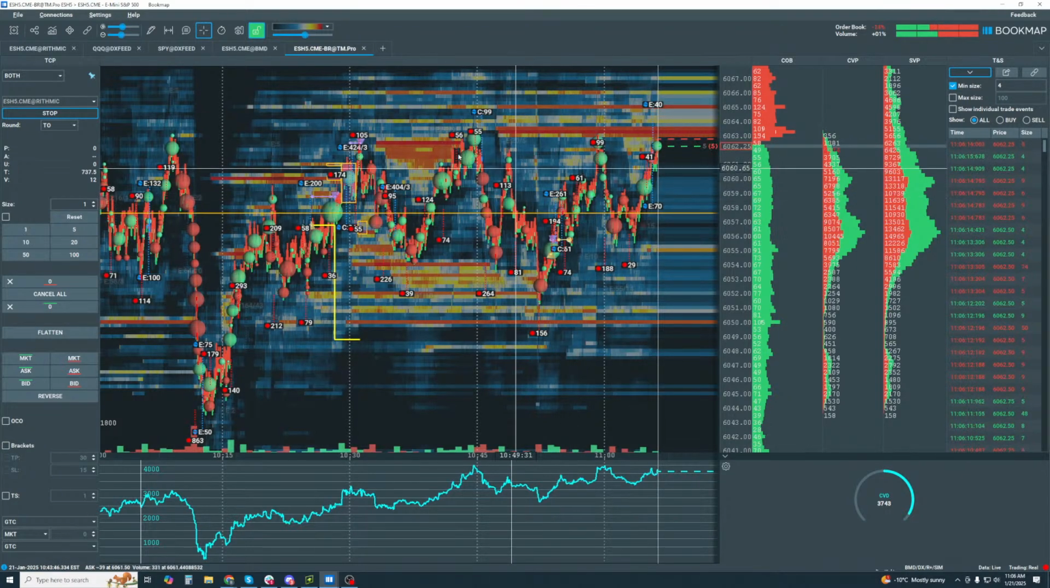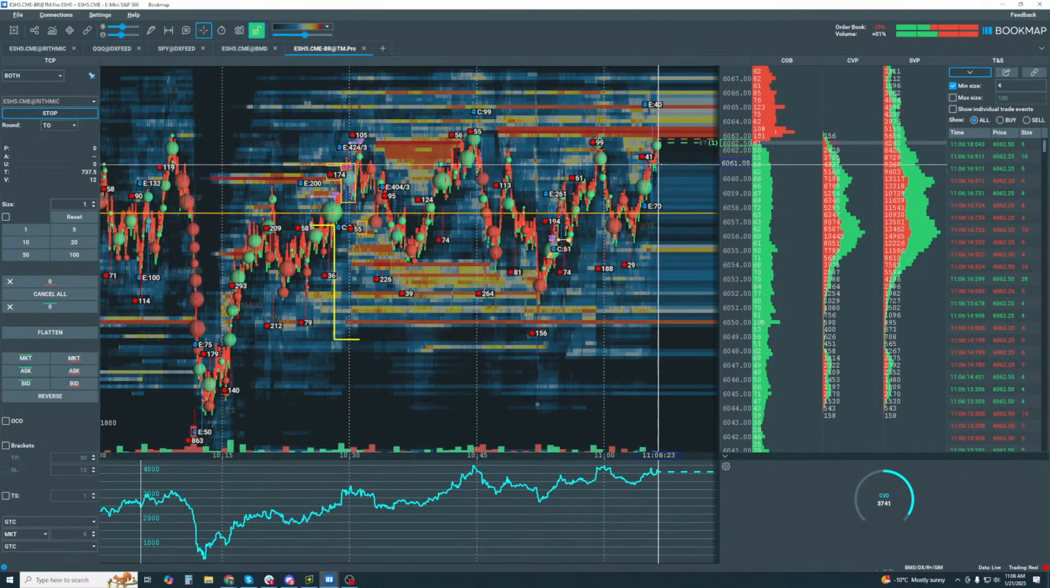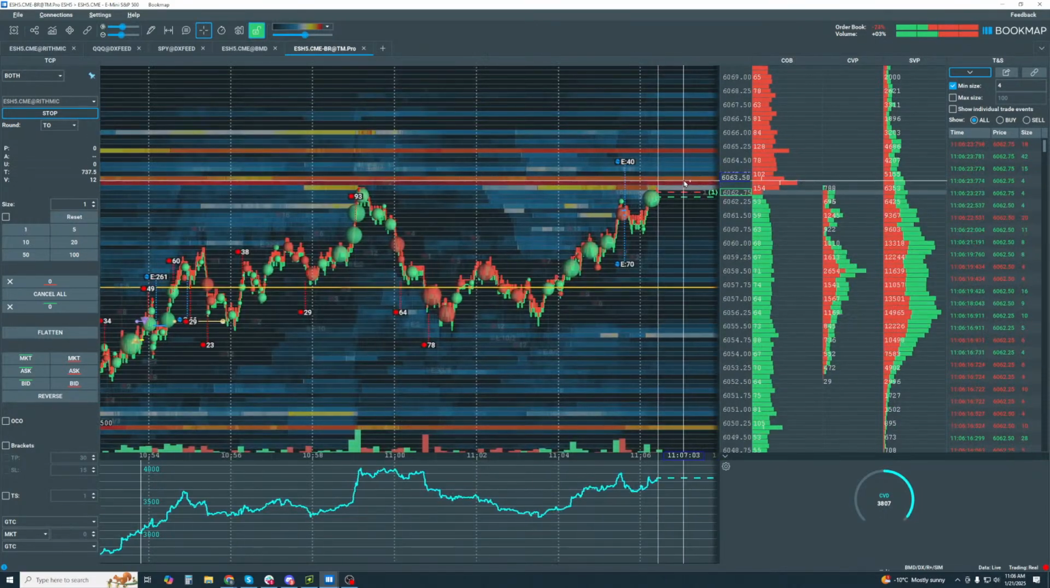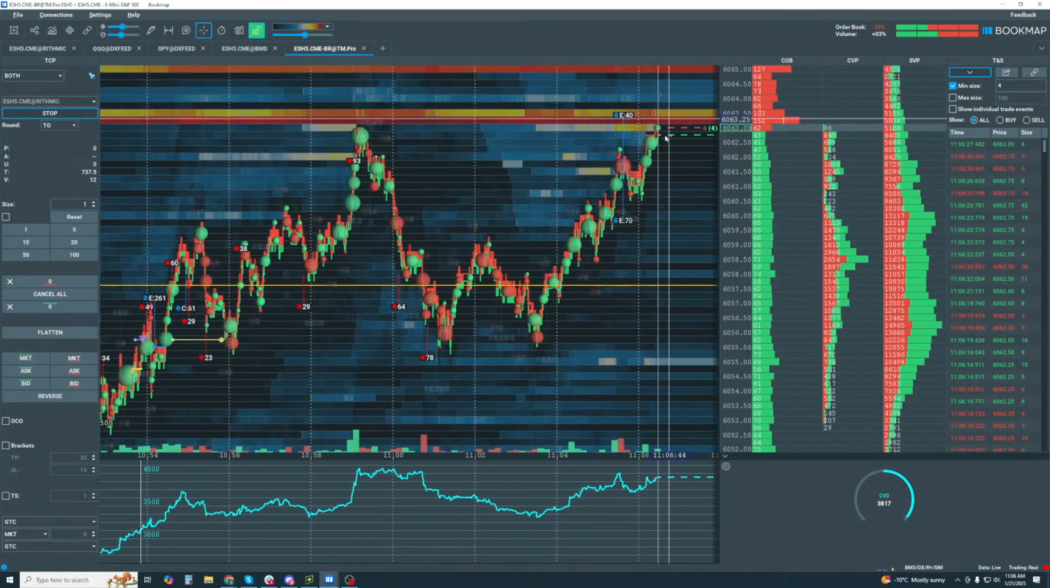Okay, so here we are back up here again. Now I like it actually. I think we'll get a move into this liquidity for sure. And then we'll see.